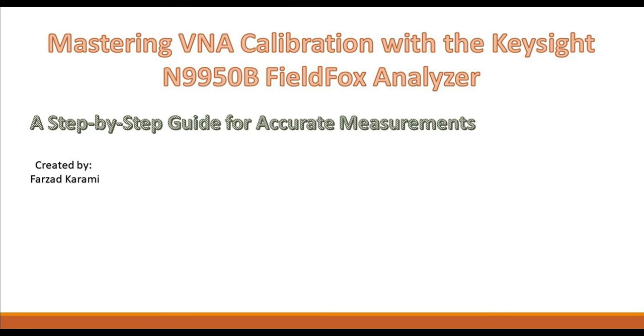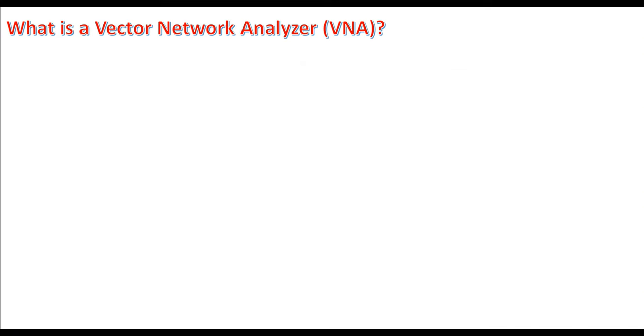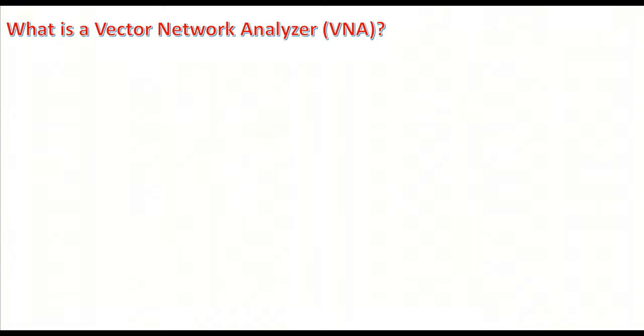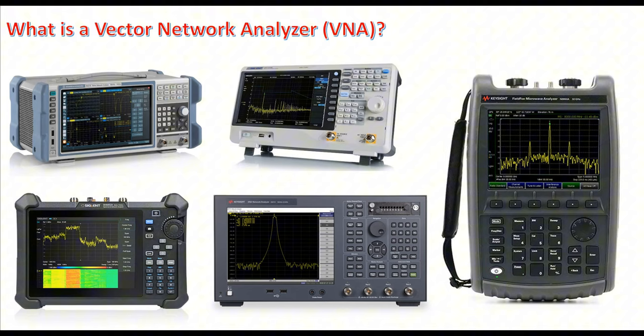So, what exactly is a vector network analyzer? A VNA is an essential tool used in RF and microwave engineering. It measures how electrical networks like antennas, cables, or filters perform over a range of frequencies. Essentially, it helps us understand how a signal is transmitted or reflected when it passes through a component. Here you can see some different types of VNAs.